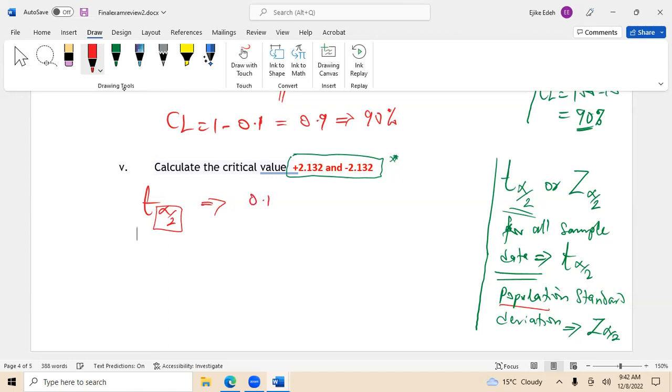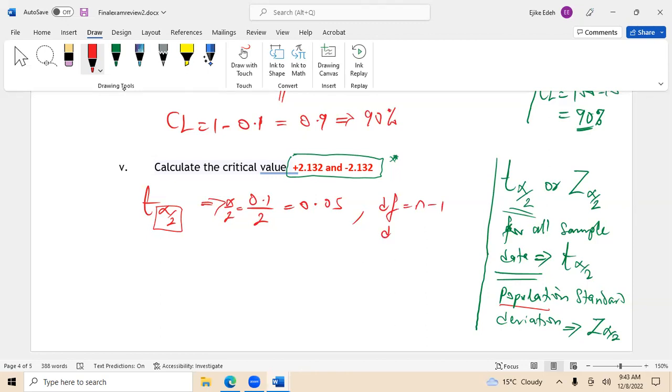So alpha here is 0.1 divided by 2. So let's write it, alpha over 2 would be equal to 0.05, isn't it? So you've gotten that, but for the t distribution, you need your degree of freedom. So degree of freedom is n-1. So we know that df here, okay.